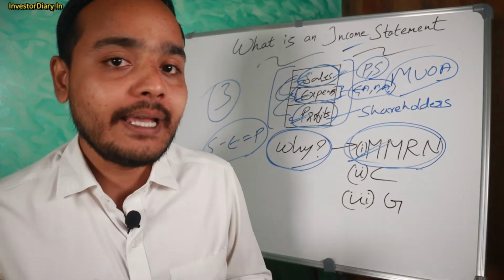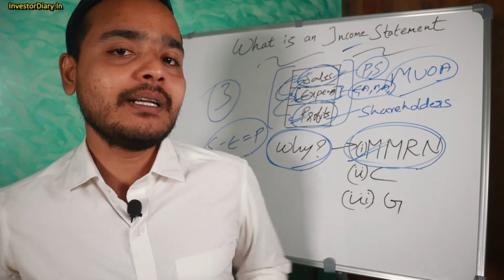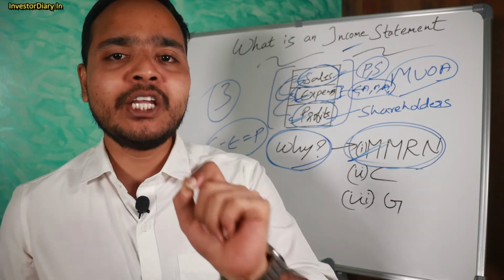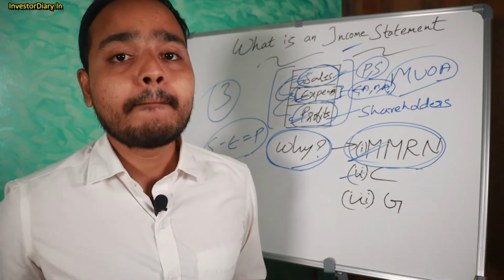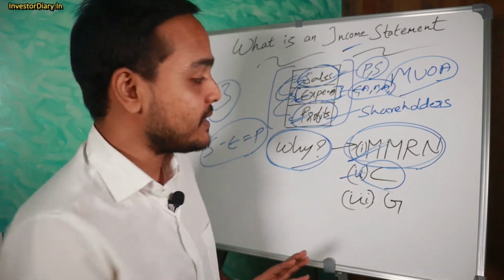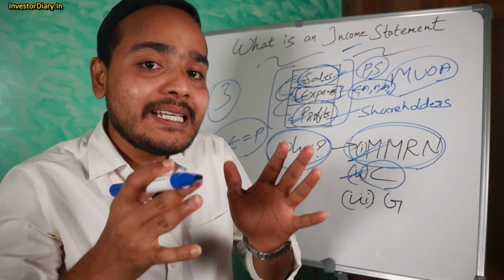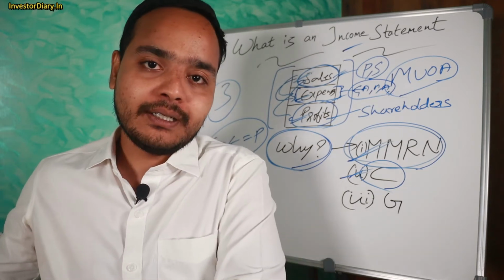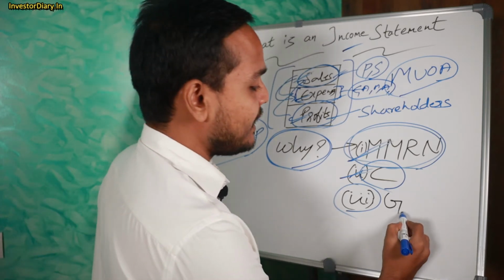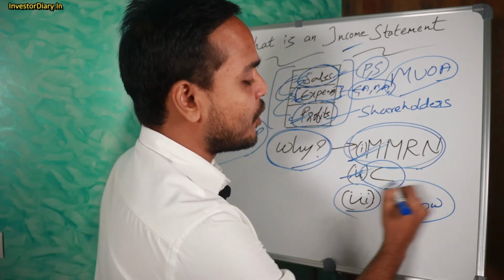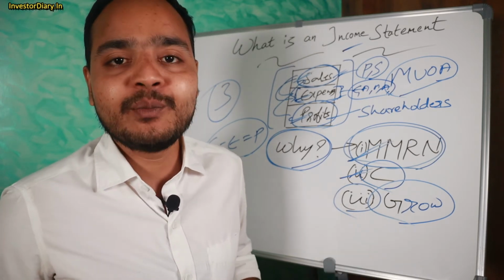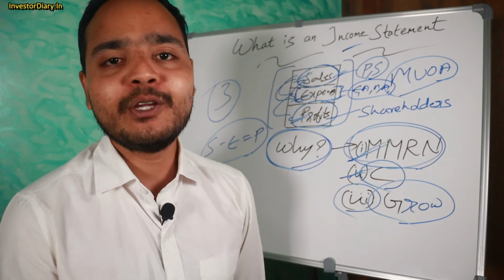So why do we read the income statement, or why do we try to analyze the income statement of a company? First, we want to know whether the company is making money or not. Second, making money is only one thing. Consistency is very important. So the second thing that we want to know is whether the company is consistently making money or not. Third is whether the company is growing or not. It should be a high growth company. So generally I like to invest in high growth companies, and I recommend you the same thing.